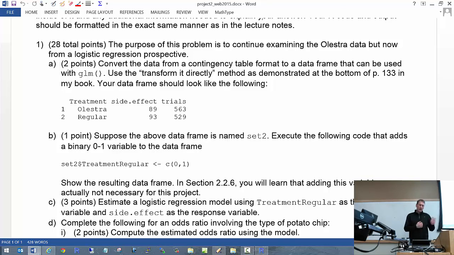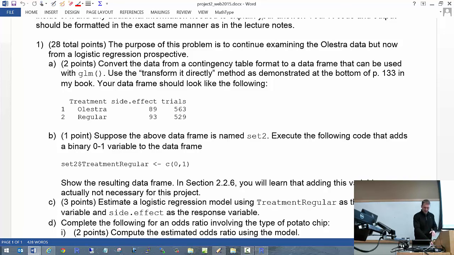As I mentioned, I think it was last time, if you have a 2x2 contingency table, you can reform your data into a data frame and approach it from a logistic regression point of view. I think I mentioned that in the homework, there was an example with the polio data set that does that exactly. Essentially, some of the stuff that's in the homework for the polio example, you're doing it here now for the Olestra data.